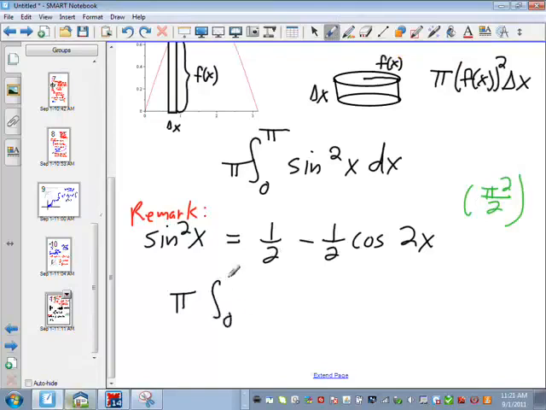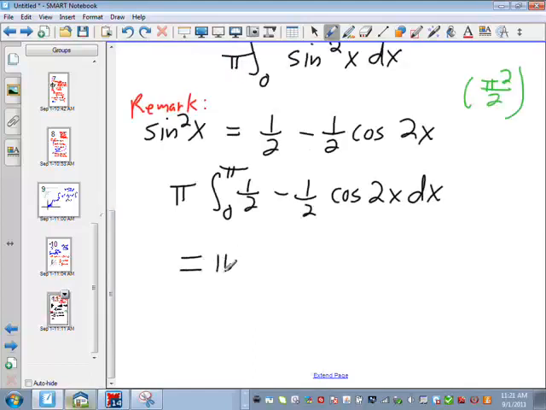So if that's true, then this becomes the integral from 0 to pi of 1/2, which we have no problem integrating. And the cosine of 2x, we have no problem integrating that too, as long as we end up dividing by 2. So this is equal to, by the fundamental theorem of calculus, pi times, I hold the pi on the outside, 1/2 x minus 1/4 the sine of 2x. The antiderivative of cosine is sine, and because of this 2, I have to divide by that 2. And then I'm going to evaluate that from 0 to pi.